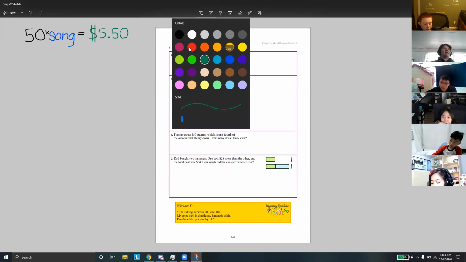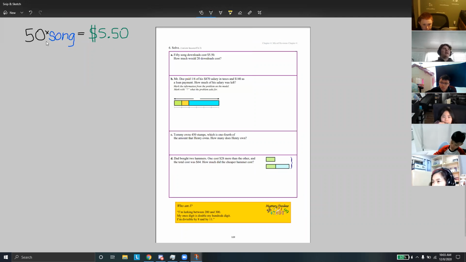Well, first we need to find out what one song costs. So how can we find out what one song costs looking at this? $5.50 divided by 50. Yep, because we want to get what one song is alone. If we get one song alone, that tells us what one costs, and once we know what one costs, we can find out what 20 costs.